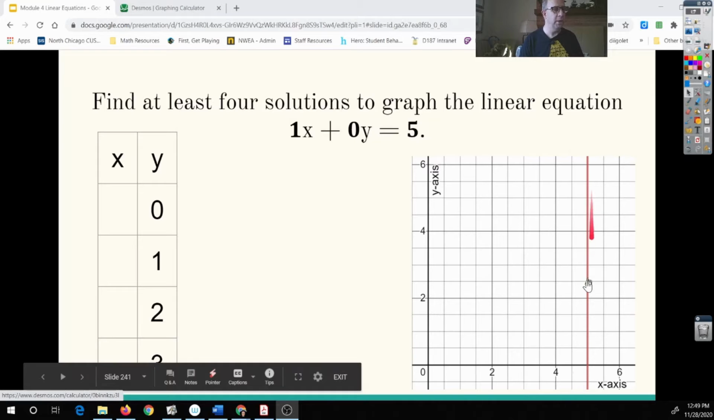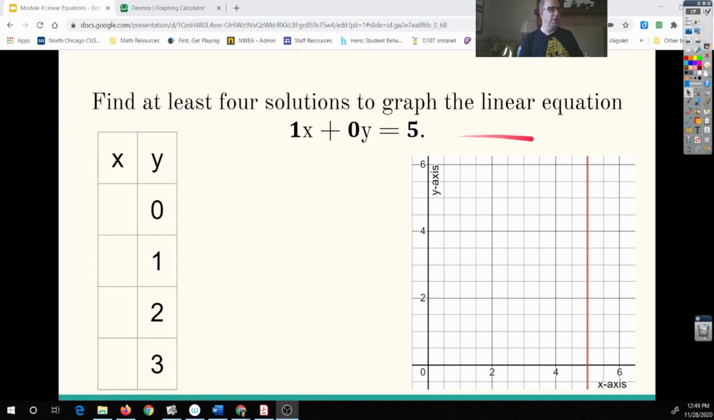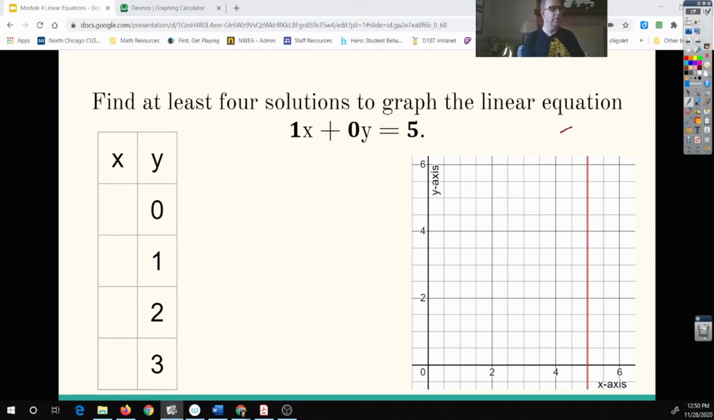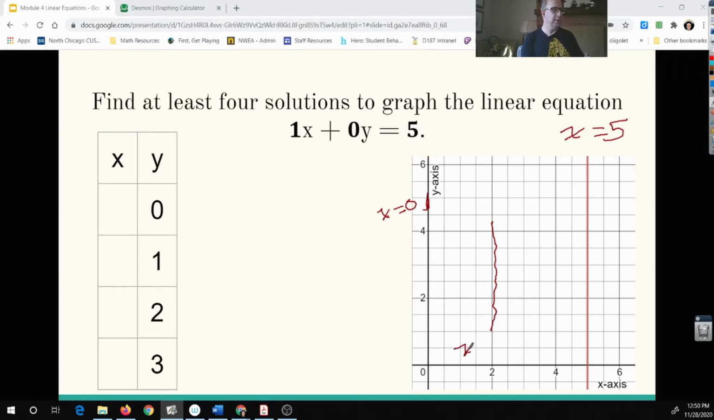So it's a straight line, but it's straight up and down. That's a vertical line, and this is parallel to the y-axis, which goes straight up and down. So all these lines that go straight up and down are parallel to the y-axis. And this is the x equals 5 line. This line is called x equals 5. This line right here would be x equals 0. This line right here would be x equals 2, etc.